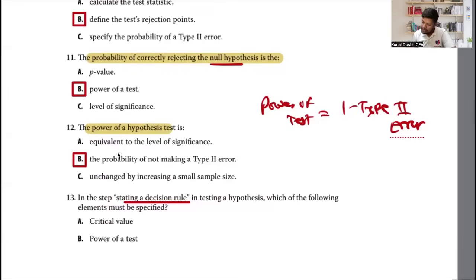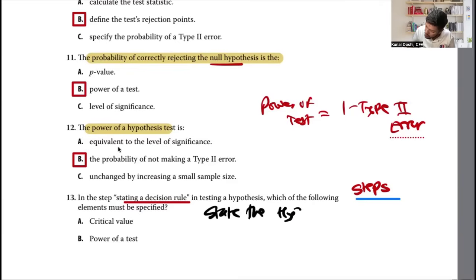Next, in the step stating the decision rule in testing a hypothesis, which of the following elements must be specified? This is one of the very standard questions in hypothesis testing. Let me give you a brief idea of the steps of how to design the hypothesis and conclude. Number one, you have to state the hypothesis. That means I have to decide what is the null based on the information in the question. We conclude what is the null and what is the alternate.